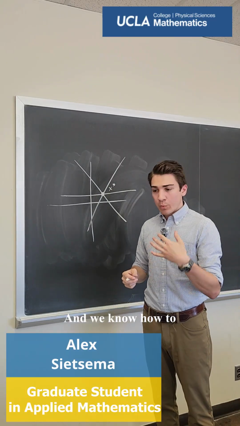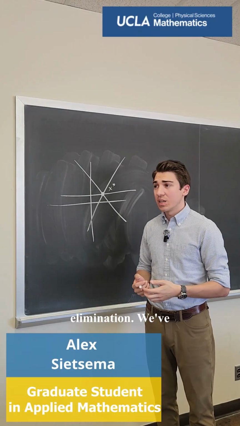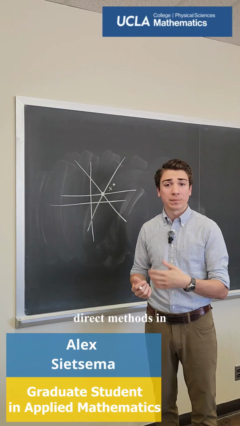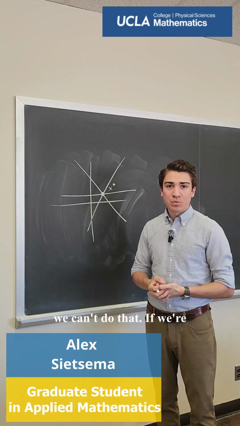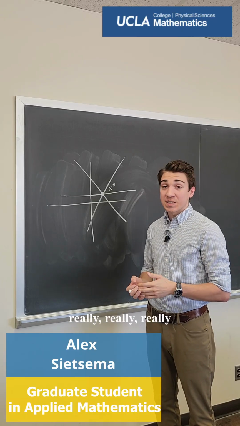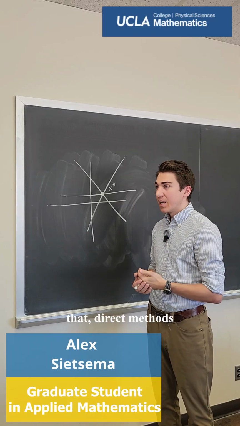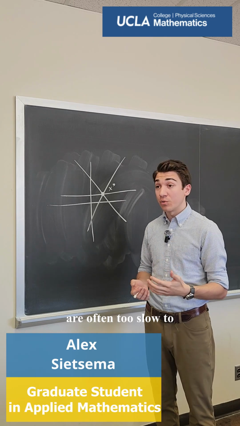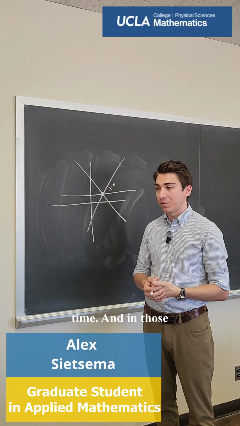And we know how to solve linear systems. Obviously, we do things like Gaussian elimination. We learn a whole host of direct methods in our lower level classes. But sometimes we can't do that. If we're using matrices that are really, really big, hundreds of millions of rows or things like that, direct methods are often too slow to actually give us a solution in a short enough amount of time.